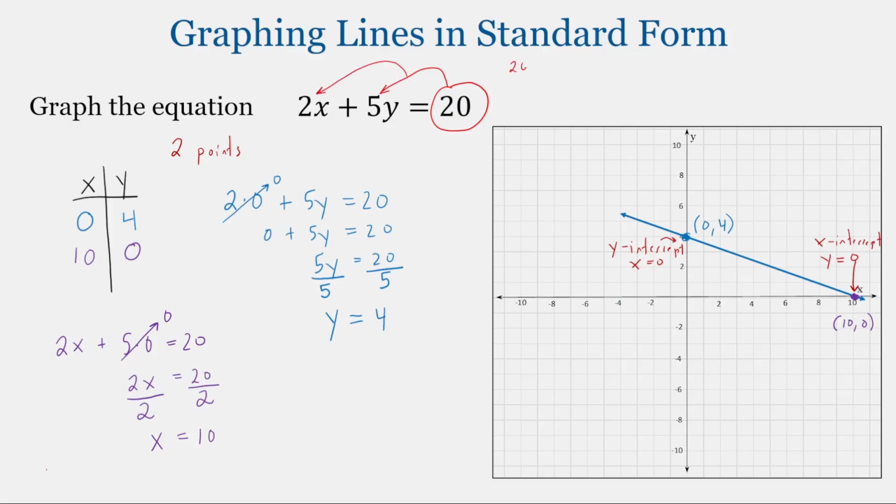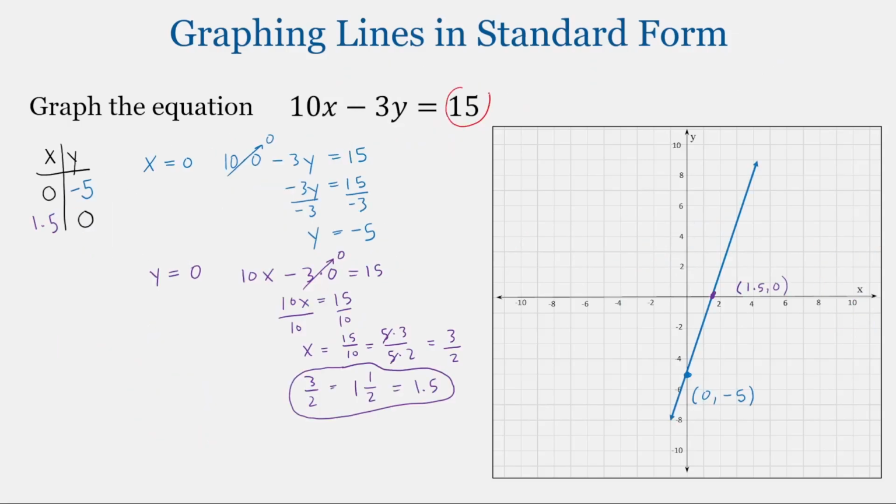So if I go 20 divided by 2, is that going to give me an integer? Yeah, that gives me 10. And then doing it with the other coefficient, we have 20 divided by 5. Well, that's going to give me 4. So when we have things in standard form, so that ax plus by equal to c, if c is divisible by both a and b, I'm going to end up with integers for x and y intercepts. And that's a great example to graph using this method.